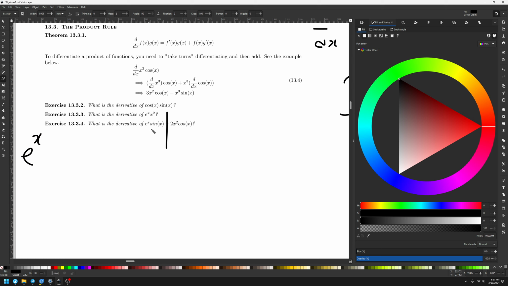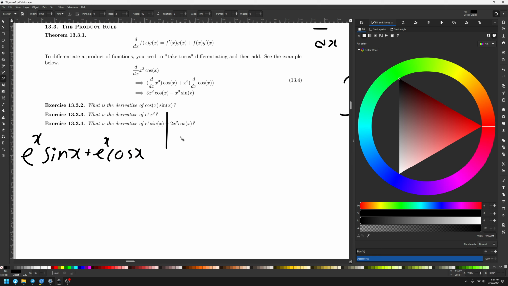let's differentiate e the first time. We just get e to the x again, sine x. And now it's the second one's turn. The derivative of sine is cosine x. Okay, now for the second part. 2x squared cosine x.